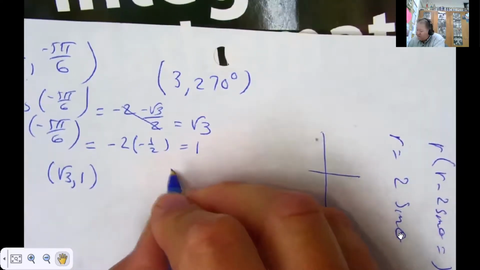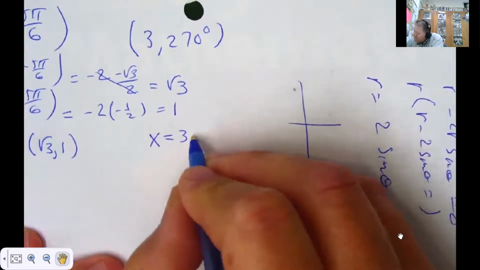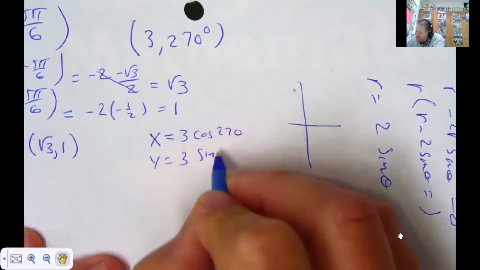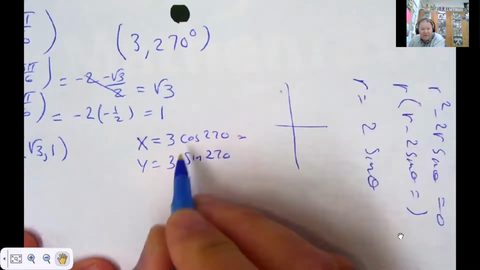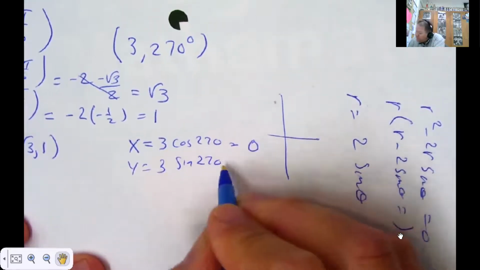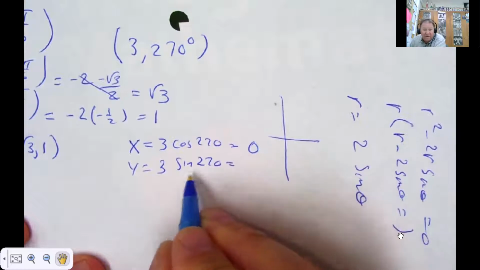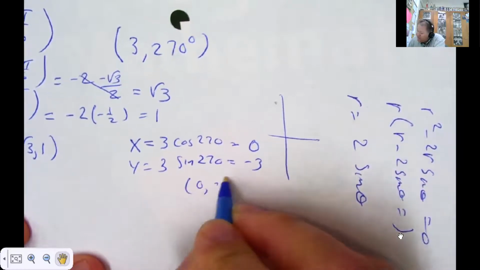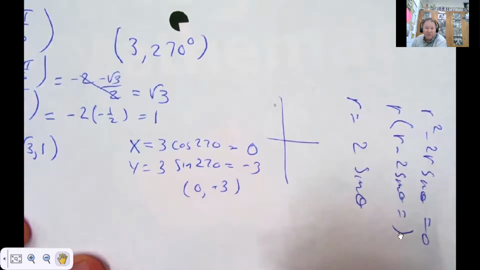Let's write it. Even though you shouldn't have to, it's going to be 3 times the cosine of 270. So y equals 3 times the sine of 270. What's the cosine of 270? It's 0. 3 times 0 is 0. What is the sine of 270? It's -1. 3 times -1 is -3. So 0, -3. Of course, right?